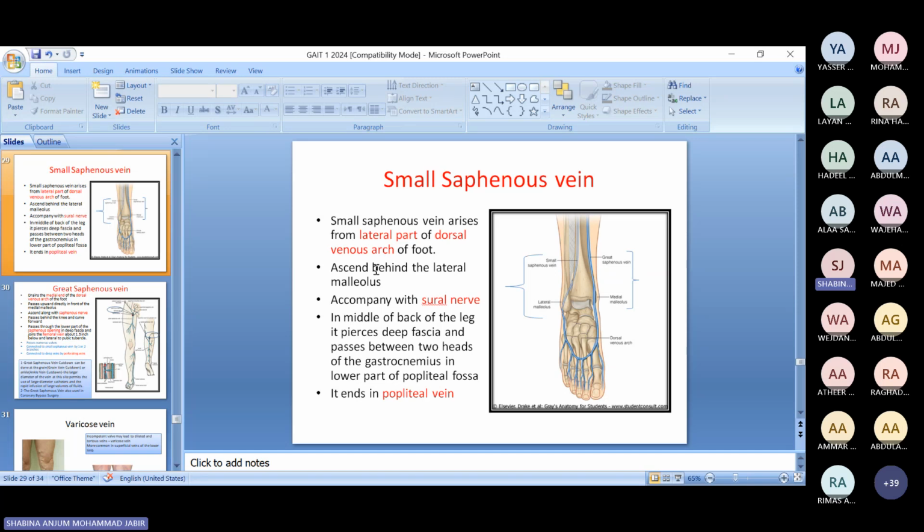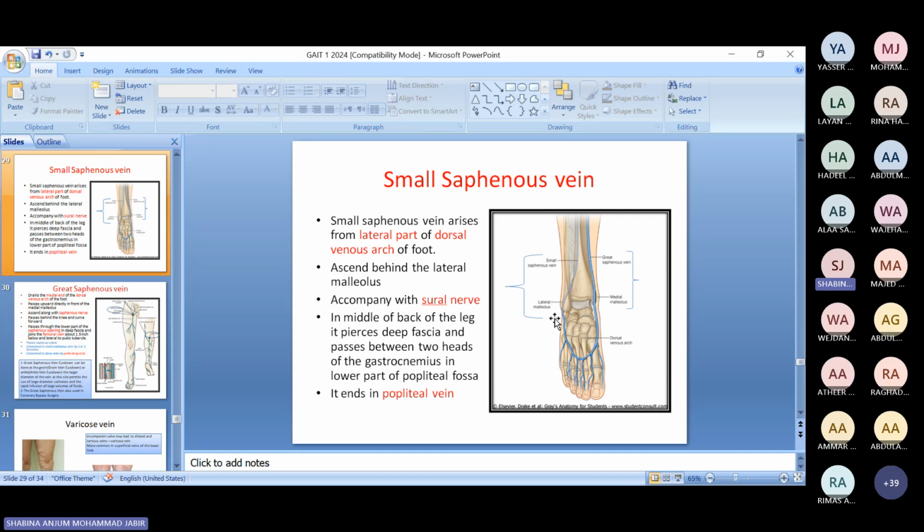So small saphenous vein, it will arise from where? From the lateral part of the dorsal venous arch. And it will ascend behind the lateral malleolus. Okay, all of you remember the lateral and medial malleolus? Yes. Very good. So you have to remember that it is going behind the lateral malleolus. These landmarks are very important when you are doing any surgical procedures.